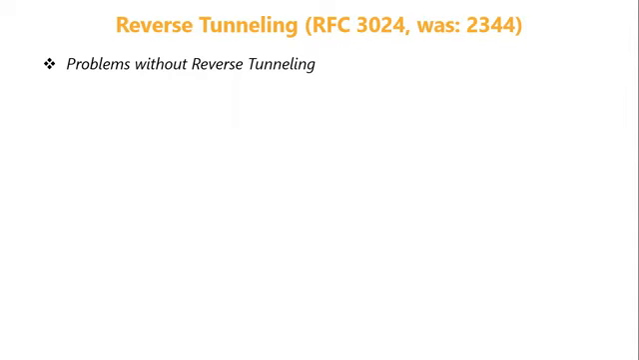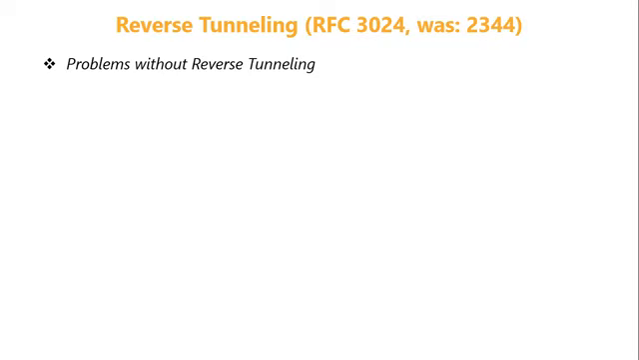The topic we'll be discussing in this lecture is reverse tunneling. Previously we have discussed tunneling and encapsulation. Tunneling will be done whenever there is a packet to be transmitted from HA to COA. Similarly, whenever the mobile node wants to communicate with the correspondent node, there should be a reverse tunneling from COA to HA. So why should it be done?